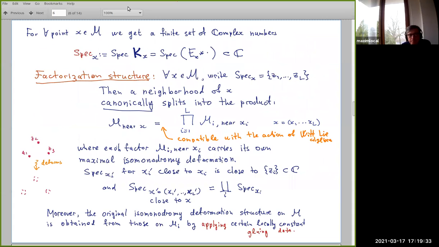Okay, so now let's return to our basic situation. So we get this supermanifold with a bundle. Then for each point, I will define a finite set of complex numbers, which is known as the spectrum associated to this point. In principle, you can ask me what do I mean by point? Because there are fermionic variables, I consider just purely bosonic points. So the spectrum of X will be the spectrum of this operator Kx. It's the same, by definition, as multiplication by Ex. That's how I defined Ex. So it's some finite set of complex numbers.